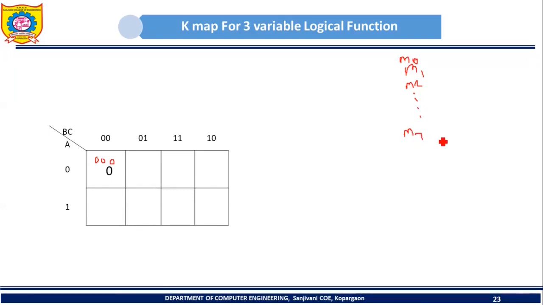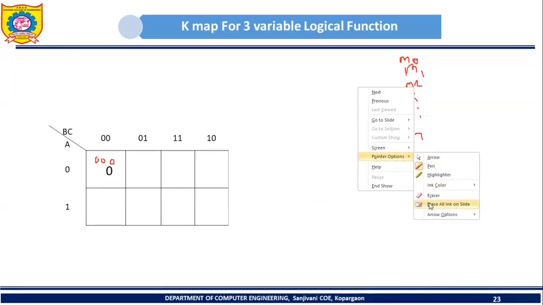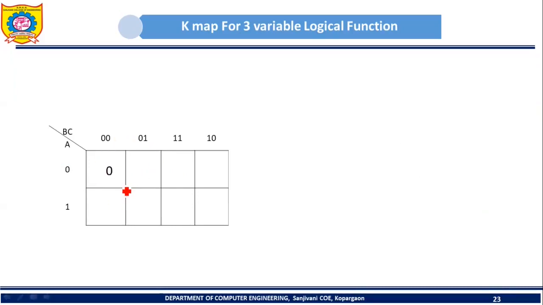It will be m7, right? So each cell in this particular K-map will correspond to one minterm. Okay, now consider this next cell. So the next cell will correspond to which input combination? So see, here it is 0, then BC are 0 1. Okay, so 0, then 0 1. So 0 0 1. If I convert it into decimal, I will get 1, right?